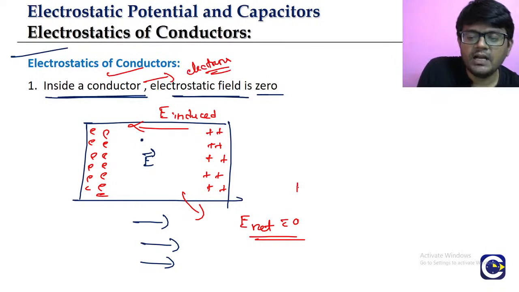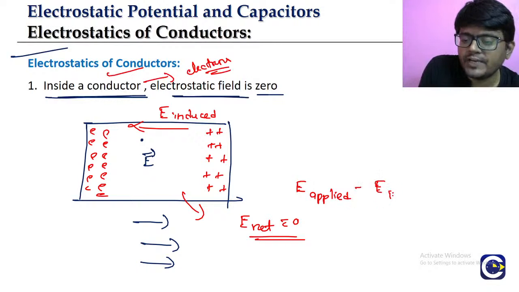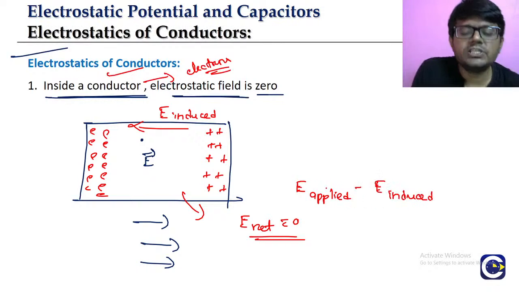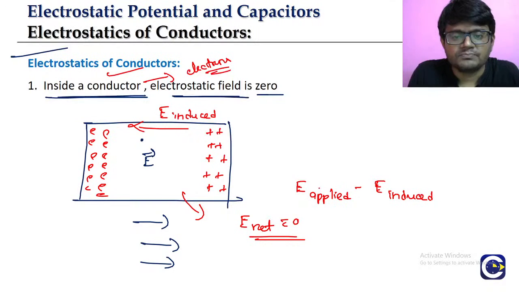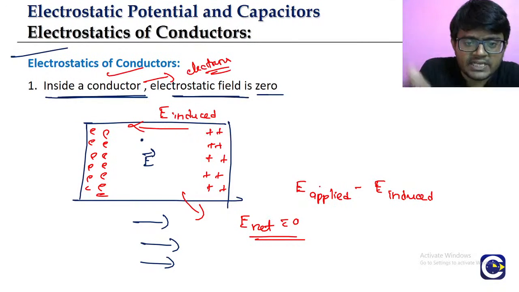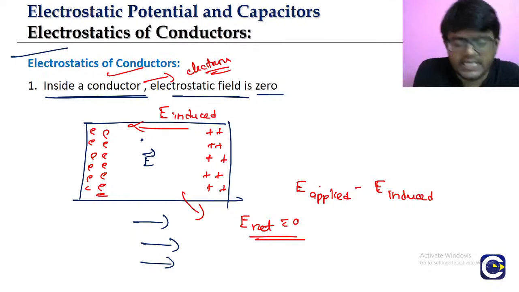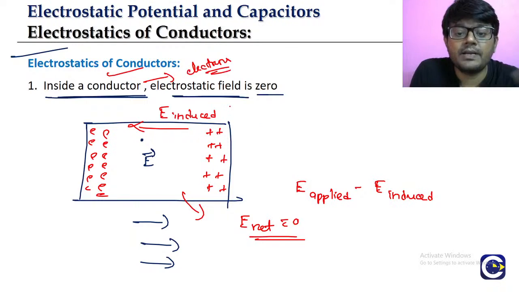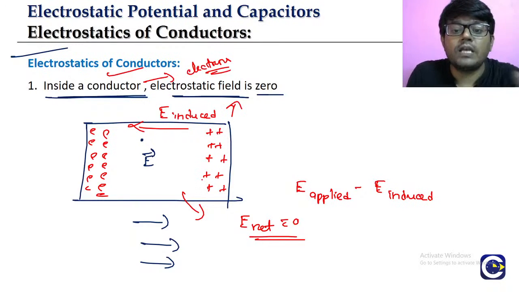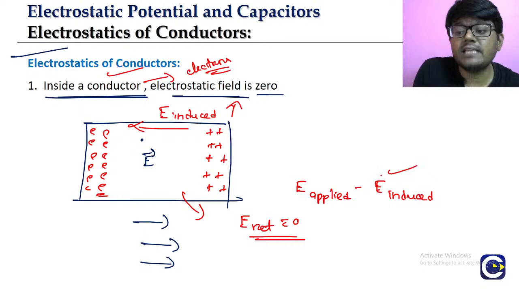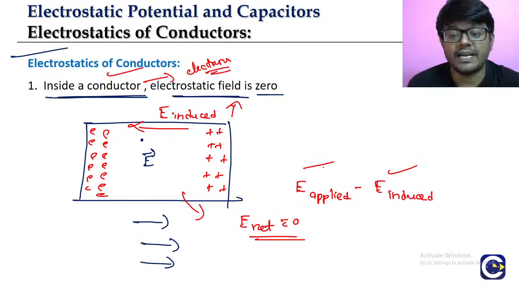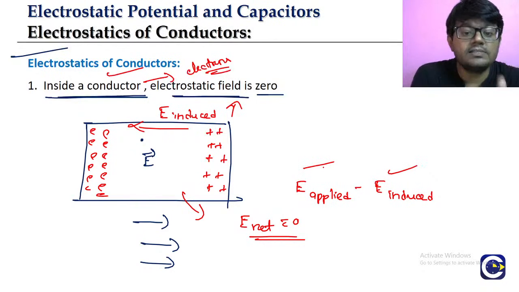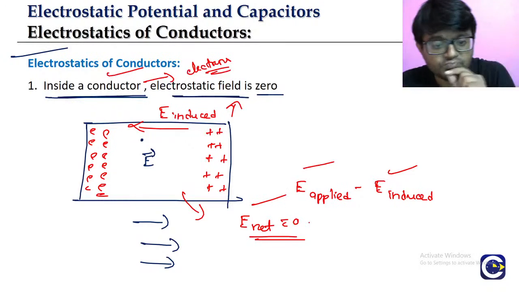Net field is the applied field minus the induced field. Initially the induced field value will be very small, but as the charges get arranged, we get negative charge on one side and positive charge on the right side. As the charge accumulation happens, the induced electric field value will keep increasing till it exactly matches the value of the applied electric field. So inside the conductor the net electric field value will become zero.